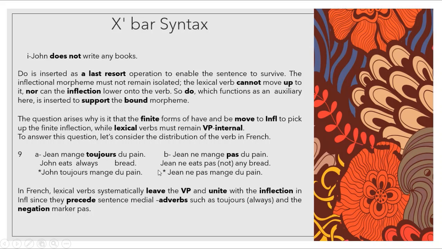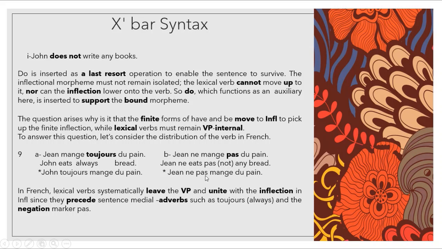For the example of negation, we have John ne mange pas du pain. John ne eats pas not any bread. So the negation marker is pas in French. John ne pas mange du pain is ungrammatical.